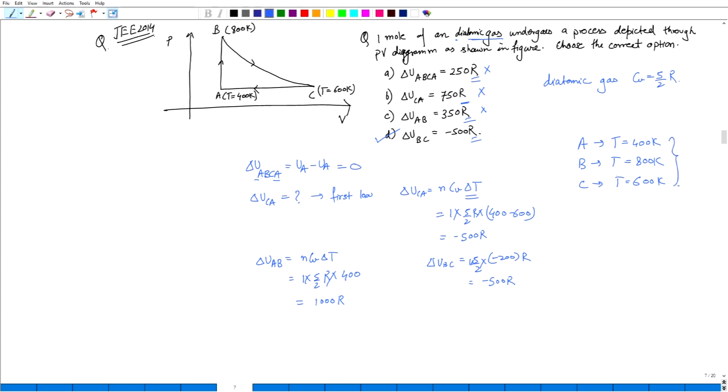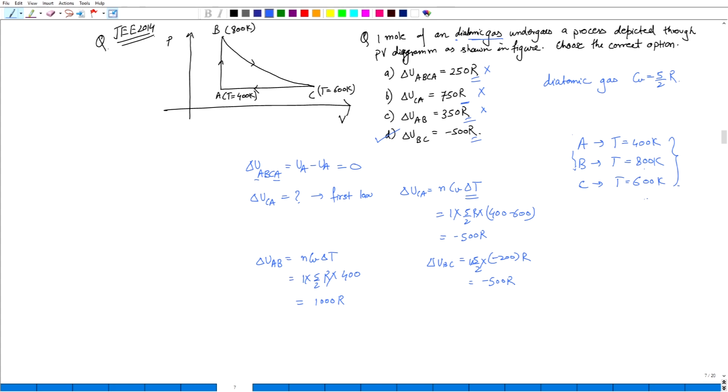So just forget about this curve. Going A to B, final 800 minus 400. Going from B to C, 600 minus 800. Going from C to A, 600 minus 400. Just look at this and find out the internal energy, because JEE is not really that all the questions are very tough, but it is the exam of how you think and how you tackle the problem you are given.